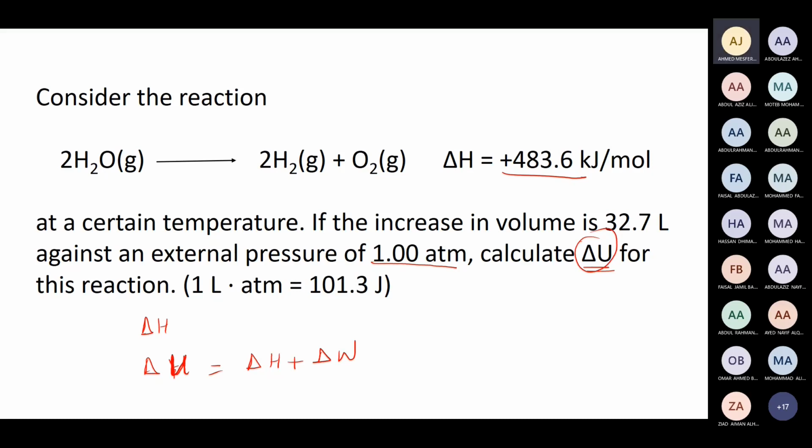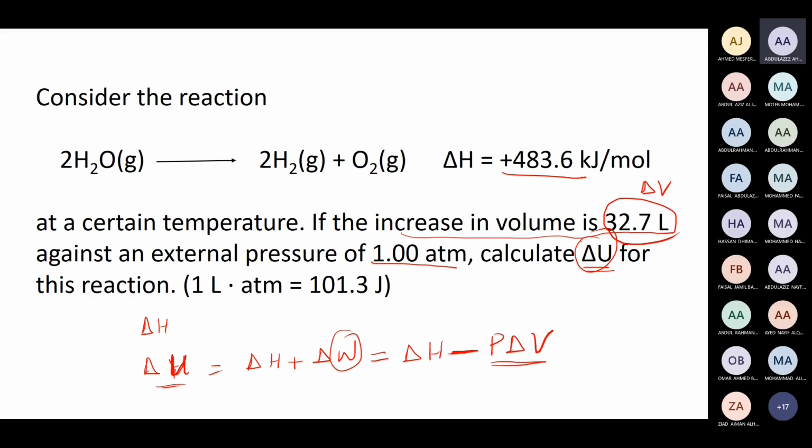And delta W will be equal to what? Delta H plus P, or minus P delta V. Work is P delta V. Is this clear? So can you calculate what's delta U? What's P delta V? The increase in volume is 32.7. What's this 32.7? Delta V. And the pressure is 1.